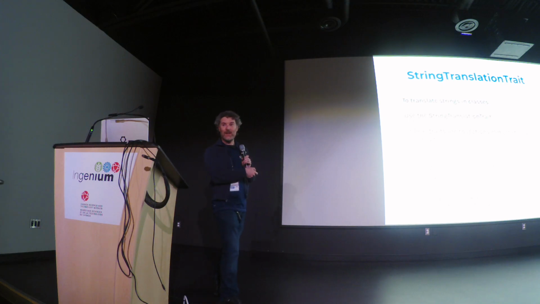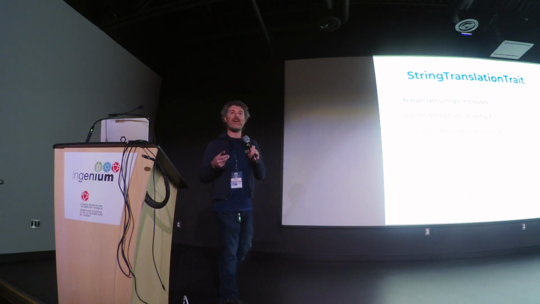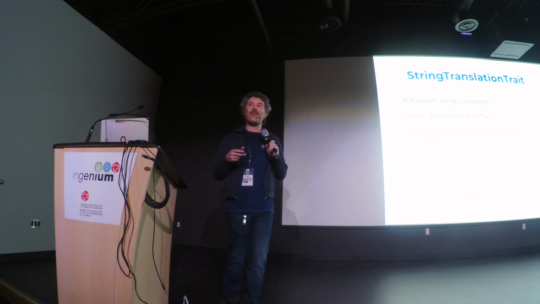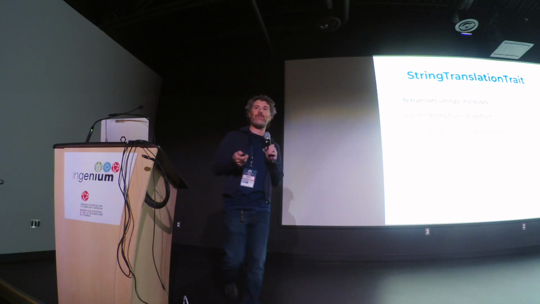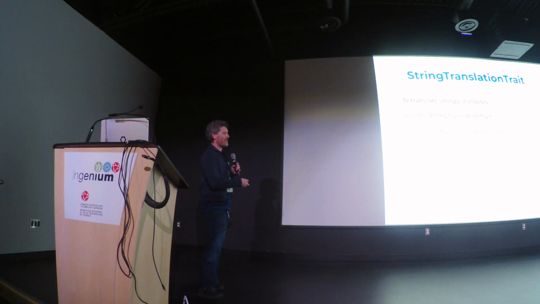But if you haven't used traits, they look a lot like objects, but they are collections of methods that you can imbue on your own object. So the string translation trait has a method implementation. And by saying use, it means now your object has that method.